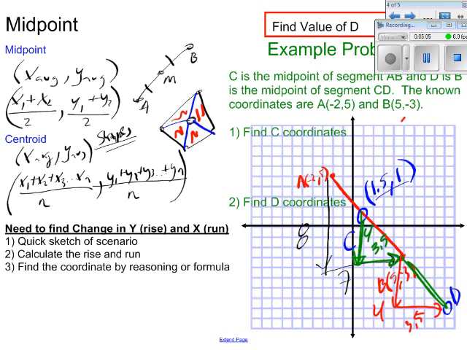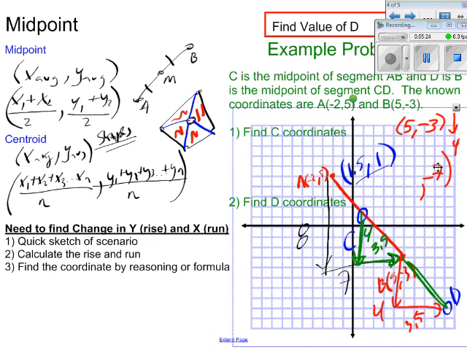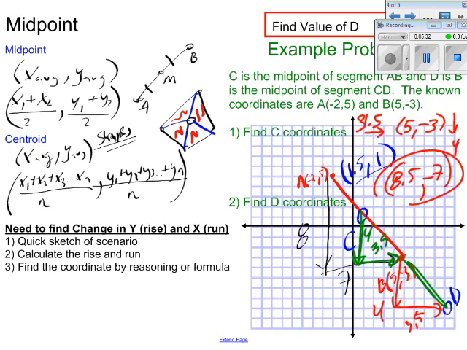So if we're at 5, -3, that's B. So if I go down another 4, that's going to take me down to -7. If I go over another 3.5, that now will take me to positive 8.5. So we'll get 8.5, -7. So we'll go over 3.5, and that gets us to 8.5. Now again, that I think is the easiest way to do these problems visually.